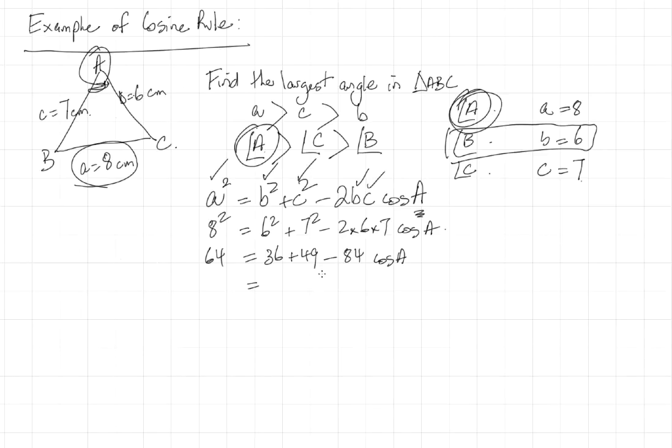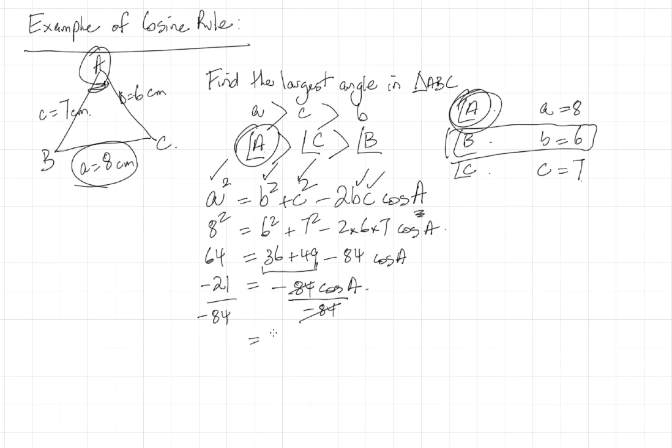So what we can do is add those two together and then take them away from 64, take them over the other side, and we get negative 21 equals negative 84 cos of A. So add those two together, then take that amount from both sides and you get negative 21 equals that. We want to get cos A by itself, so we'll divide this side by negative 84. Whatever you do to one side, you do to the other.